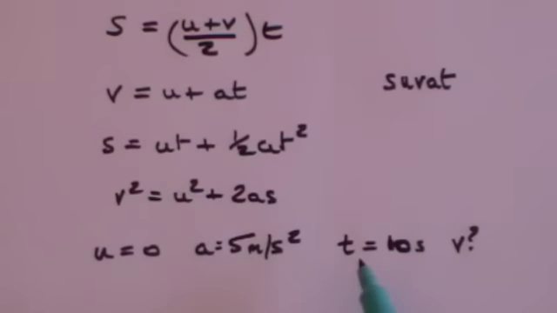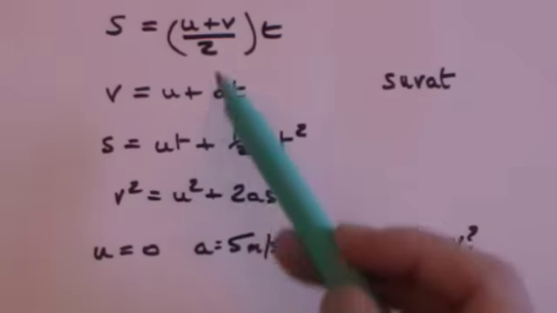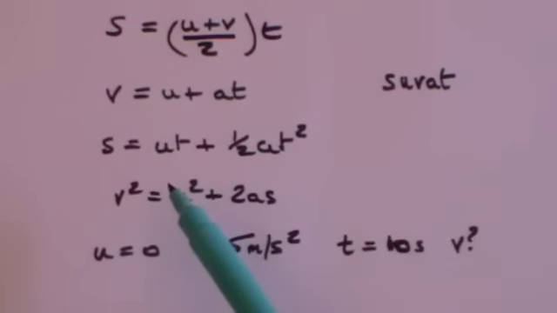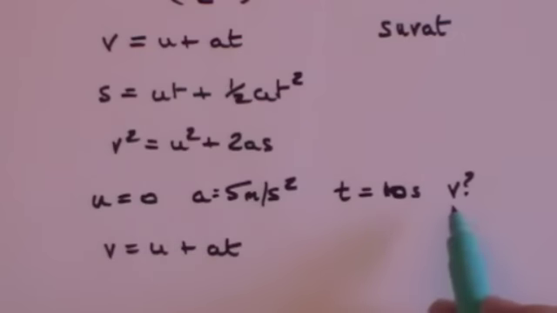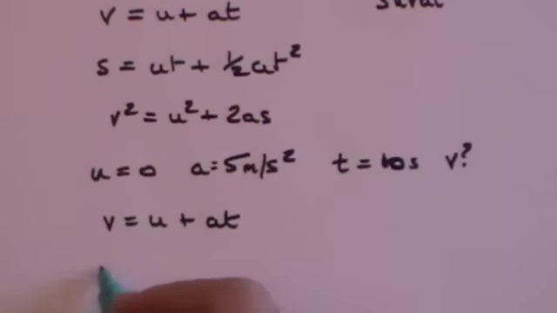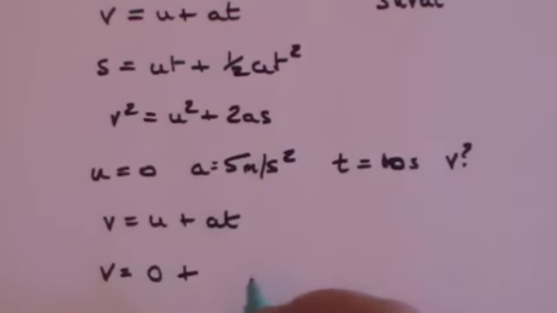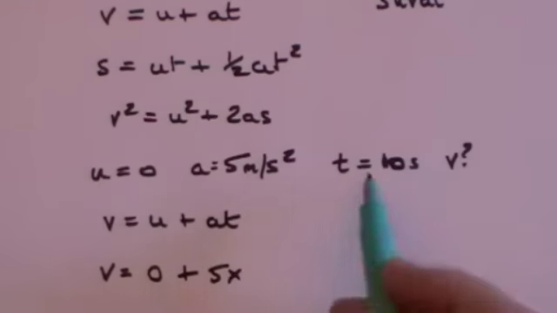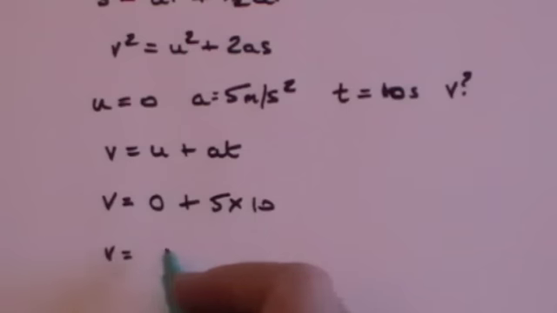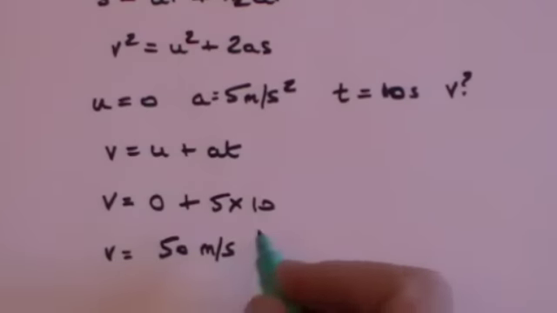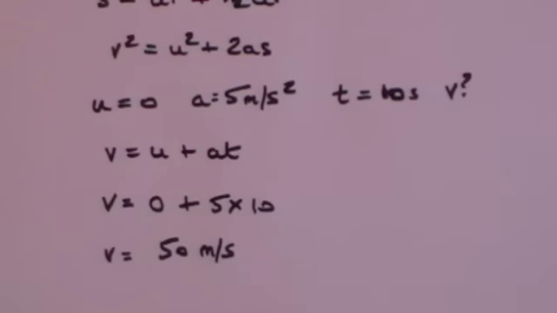You've got u, a, t, and v. Which of these 4 equations contains u, a, t, and v? Answer, the second one. v equals u plus at. And it's v that we've actually been asked to find. So you simply substitute in. v equals u, which we were told was 0, plus a, which is 5, times t, which is 10. And that gives you that v is equal to 0 plus 50, which of course is simply 50 meters per second. So that's the answer.